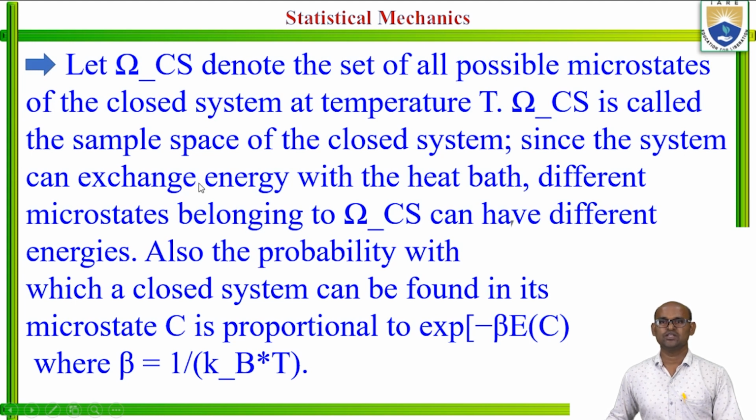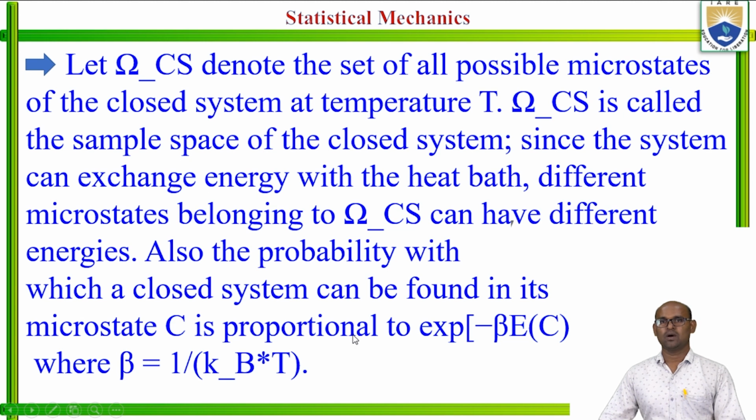Since the system exchanges energy with the heat bath, different microstates belonging to this closed system can have different energies, and the probability with which a microstate occurs in a closed system is different. It is found to be exponential of minus beta E, where beta is the inverse temperature, 1 over Kb T, where Kb is the Boltzmann constant and T is the temperature.